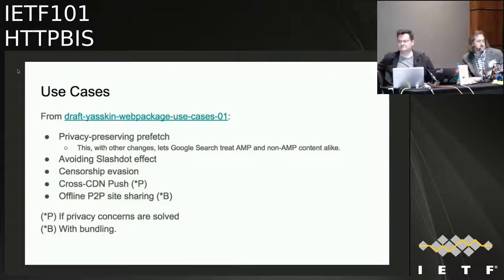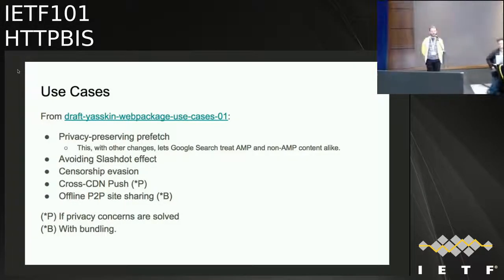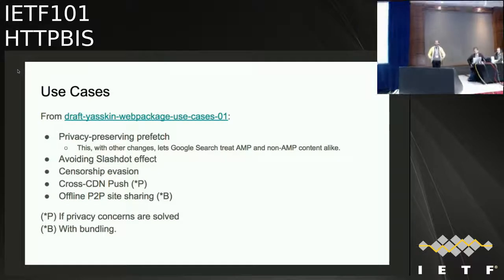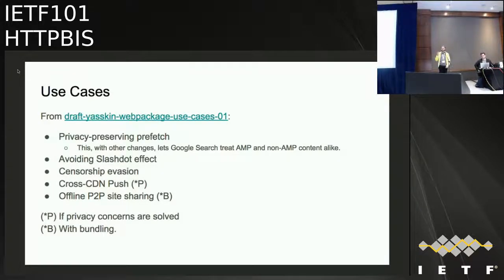There's a collection of use cases. The one that's currently justifying a lot of investment from Google is something we're calling privacy preserving prefetch, which along with some other changes that other people are working on, lets Google search treat AMP and non-AMP content the same, which should help with a lot of the hatred toward AMP. Another use case is avoiding the slashdot effect. So if you've got a popular website that links to a small website's content, you might be able to use an origin signed exchange to avoid knocking over that website.